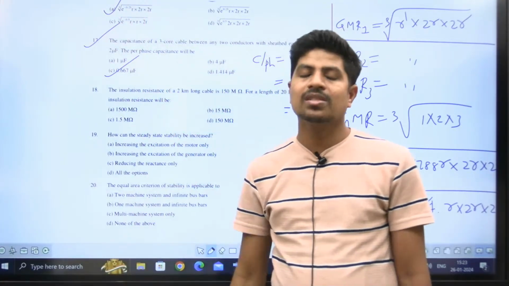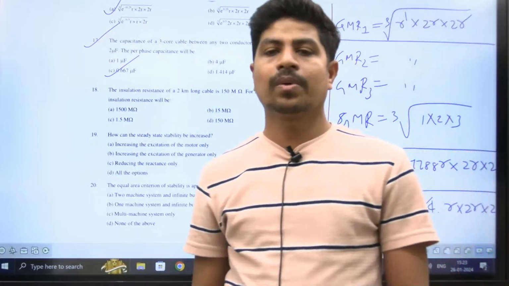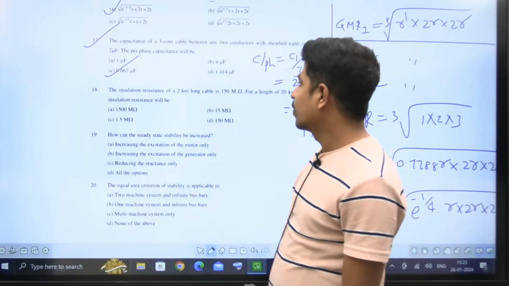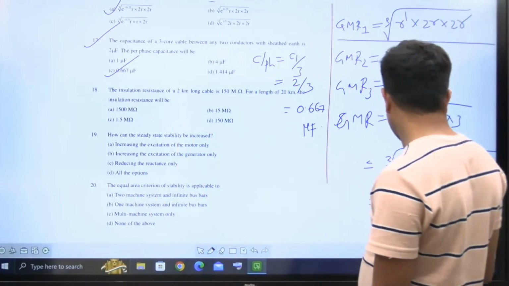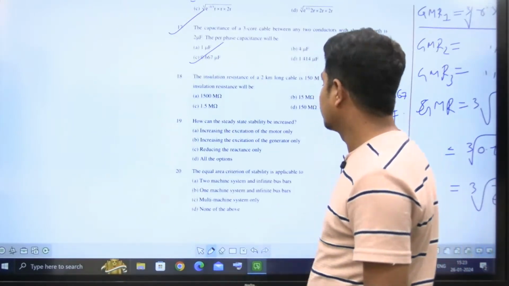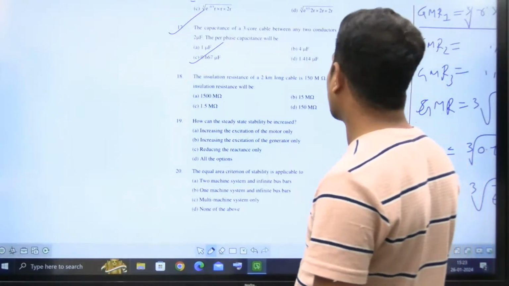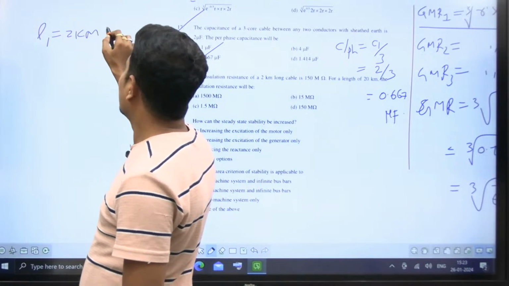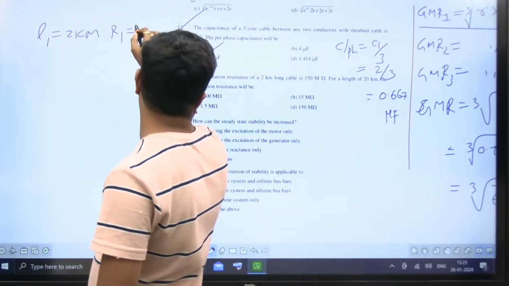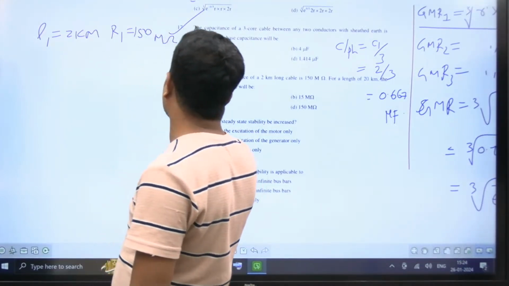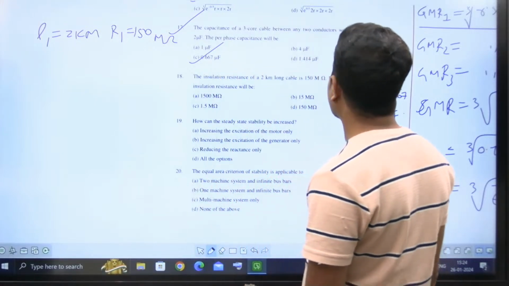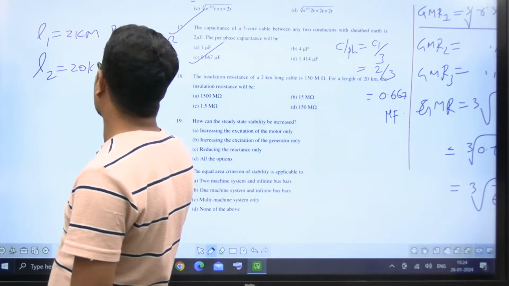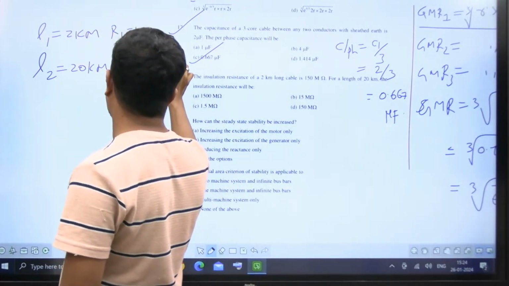This kind of question was previously asked in the examination. If you prepare underground cable concepts, then the question is going to be very easy for you. The next question is a good question, somewhat analytical. The insulation resistance of a 2 kilometer long cable is 150 mega ohm. So length L1 is 2 kilometer and resistance R1 is 150 mega ohm. For a length of 20 kilometer, the insulation resistance R2 is dash mega ohm.